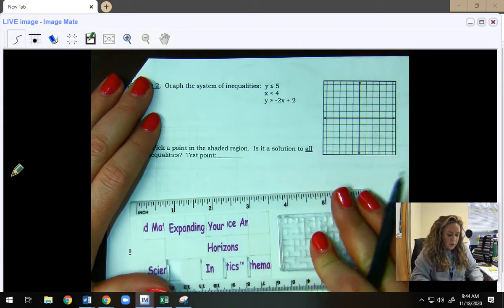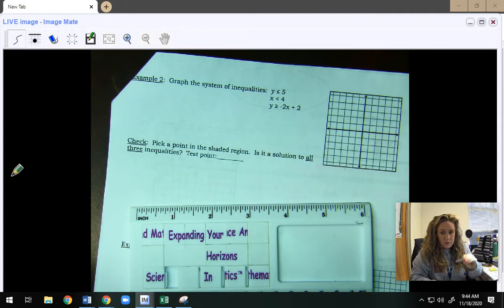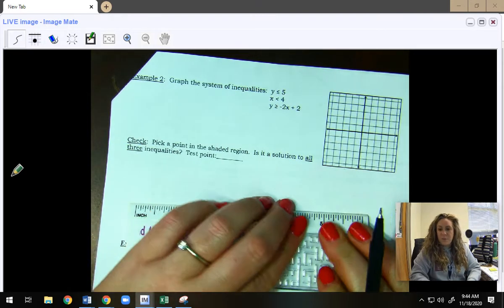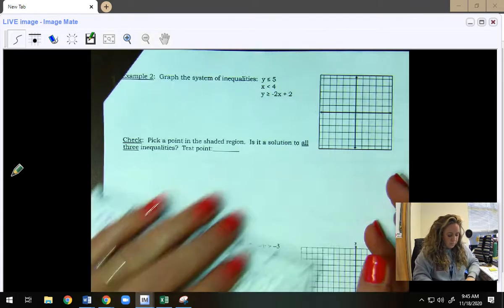So the first one, oh, my game. You see this? It's like a little game. I don't know. It goes in my ruler. That's how cool I am, okay?